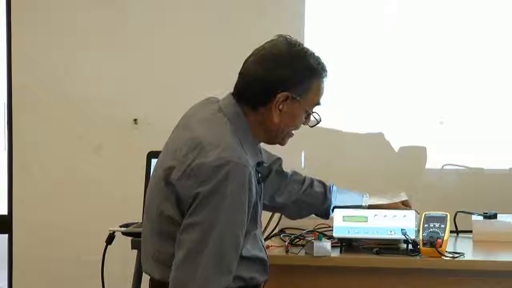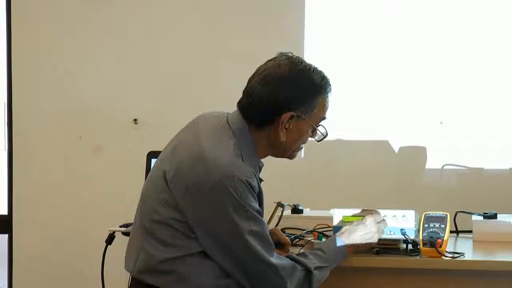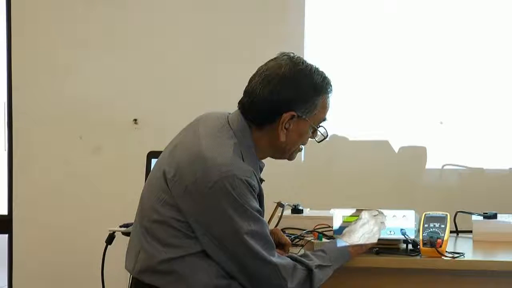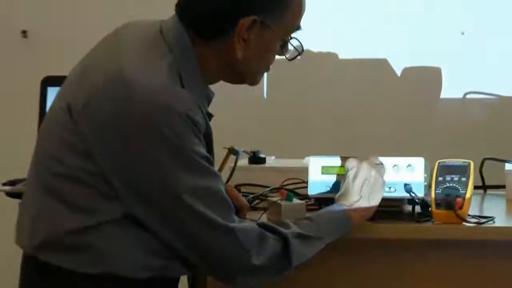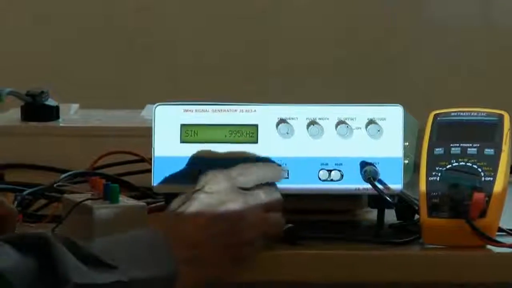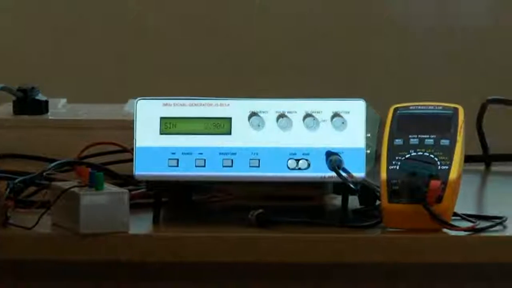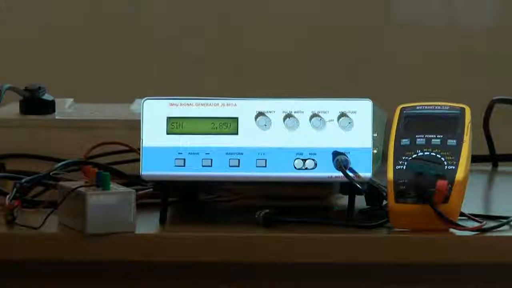I start with a frequency of 1 kilohertz, and with a peak to peak amplitude of 2.8 volts.